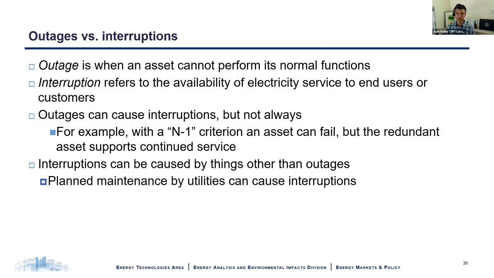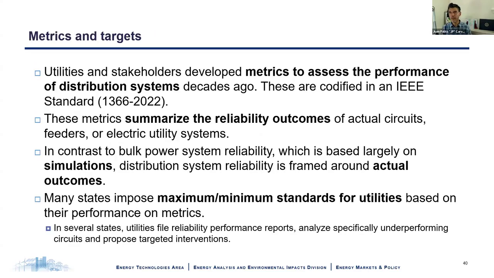At the same time, interruptions can be caused by things that are not outages, like, for example, plane maintenance. So it's important to have these two concepts separate. On the distribution system side of things, metrics and targets are quite different. They have been developed for decades, and these metrics are typically performance metrics. They're not used to plan the system.